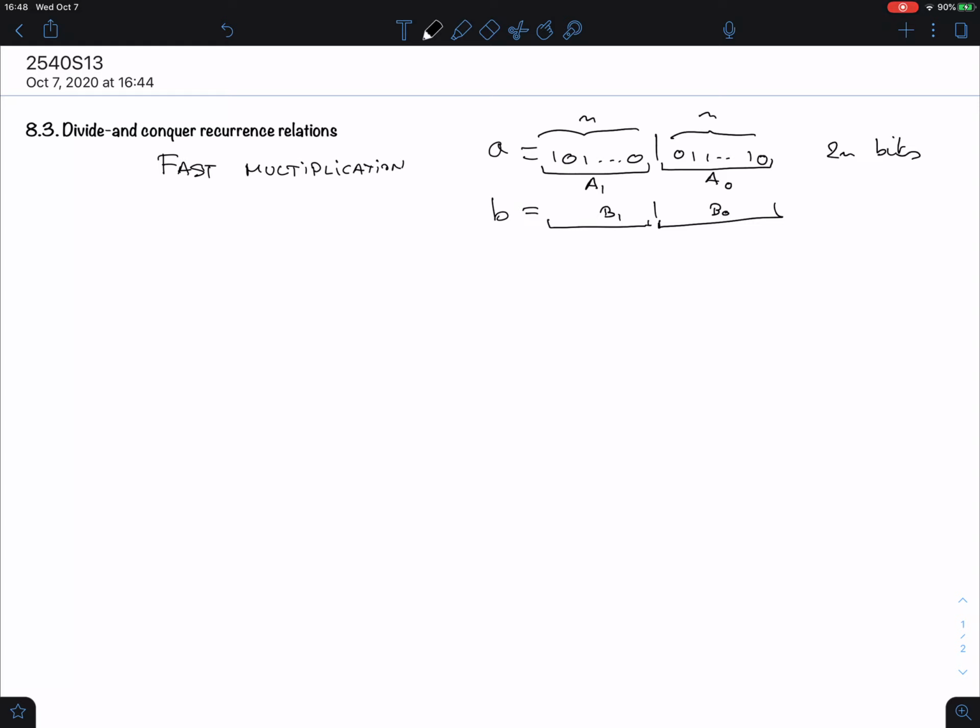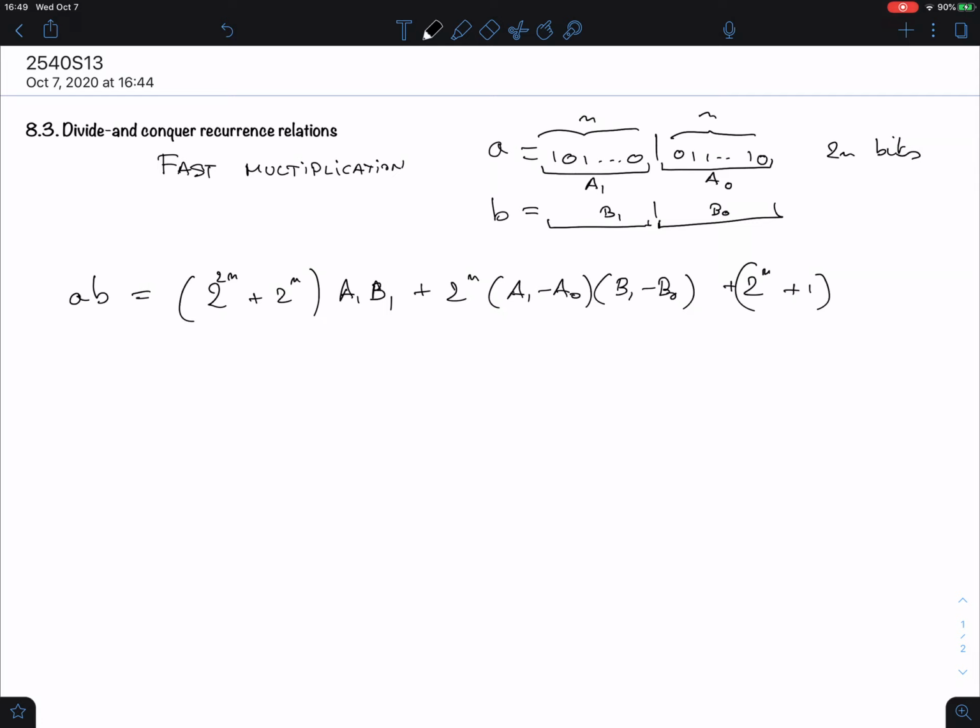And then there was this famous formula that was perhaps not obvious at all, but let's write it up again: 2^(2n) plus 2^n, and so on. It's not hard to check that this is actually what things are equal to, ending with A0 B0. Okay. And what's the point now?